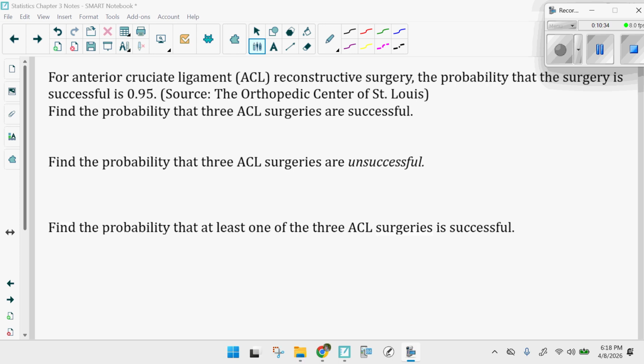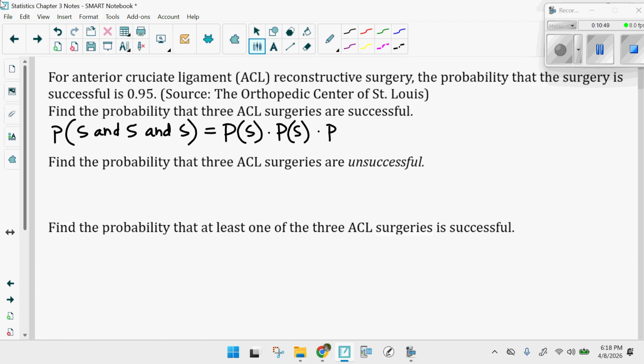So we're going to find the probability of a success and another success and a third success, which is going to equal the probability of success times the probability of success times the probability of success, which is 0.95 times 0.95 times 0.95. So the chances of 3 surgeries being successful is about 85.7%.